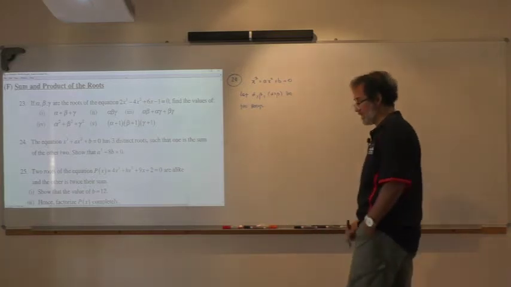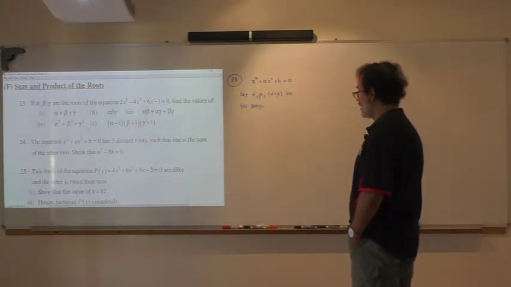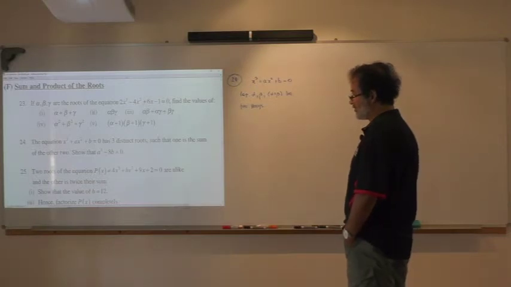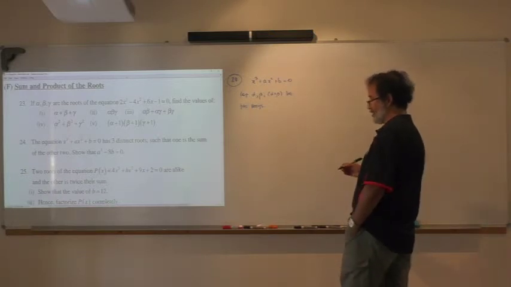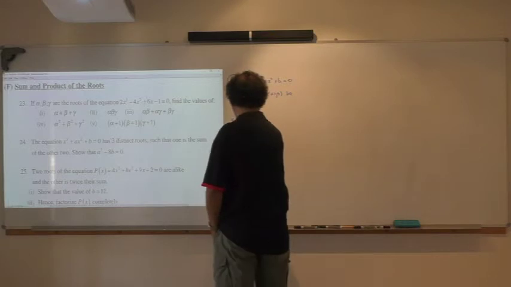That's what they say. And then with all that information, we have to show that a cubed minus 8b is equal to 0. So that is something that we need to show. Okay, solution.